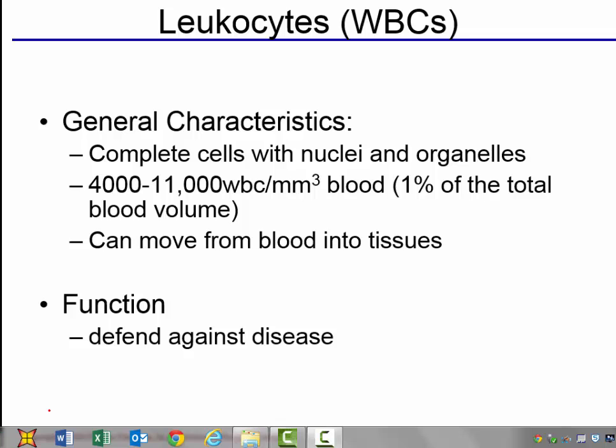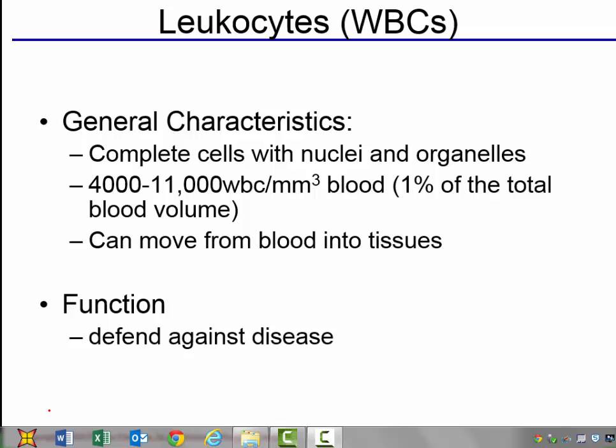This short presentation is about leukocytes, or white blood cells. Leukocytes are the only type of blood cell which are considered complete cells. That's because they contain both nuclei and organelles. As you remember, red blood cells, or erythrocytes, contain neither. Platelets, in addition, do not contain nuclei or organelles.